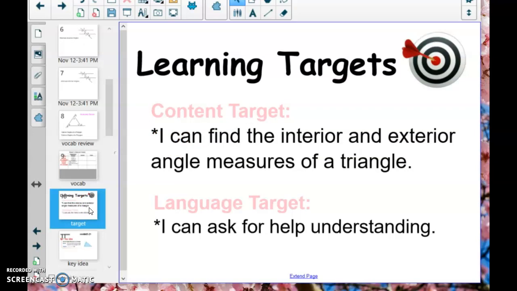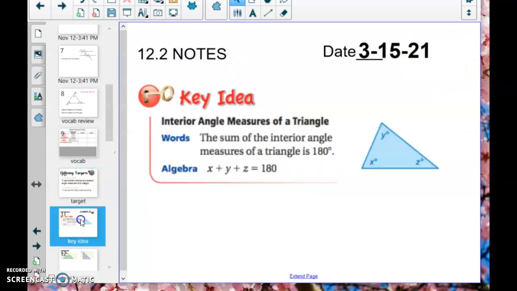Alright, the target we are hitting today is: I can find the interior and exterior angle measures of a triangle. So that is the learning target we are working on today. So today's date, of course, will be March 15th, 2021 when I do this lesson in person.